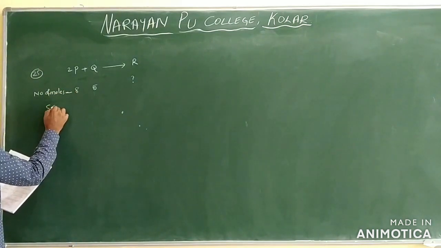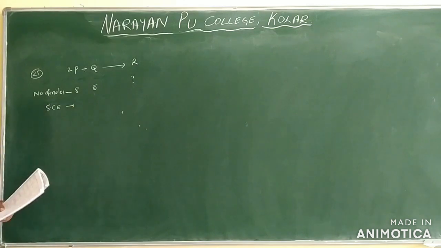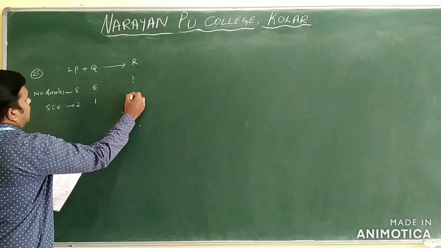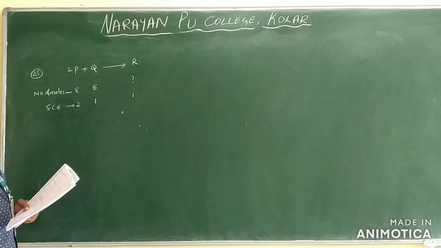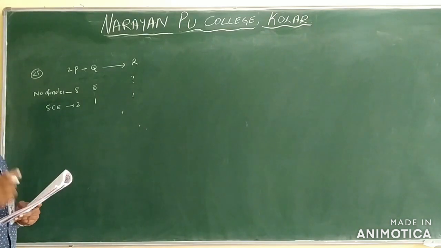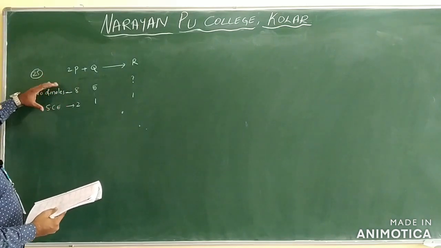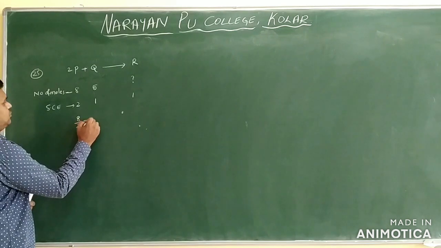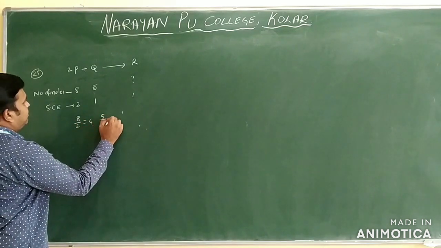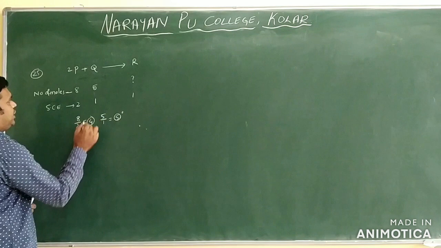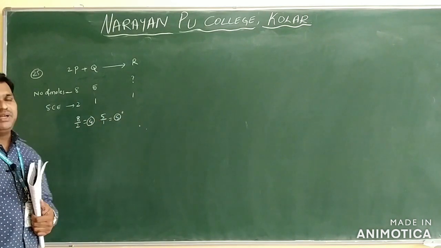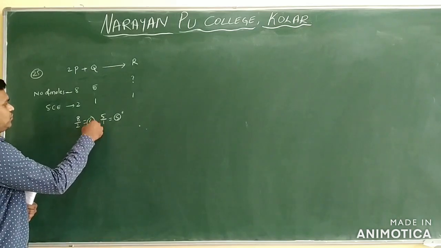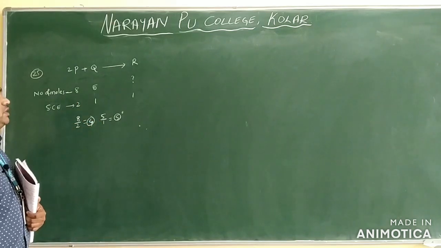Now I am writing here the stoichiometric coefficients. What are the stoichiometric coefficients? P we have 2, Q we have 1 and R we have 1. I already told you, first we have to identify by the number of moles divided by the stoichiometric coefficient ratio. First 8 by 2 we have 4 and here 5 by 1 we have 5. Which is the least here? 4 is the least, and 4 is coming from P.